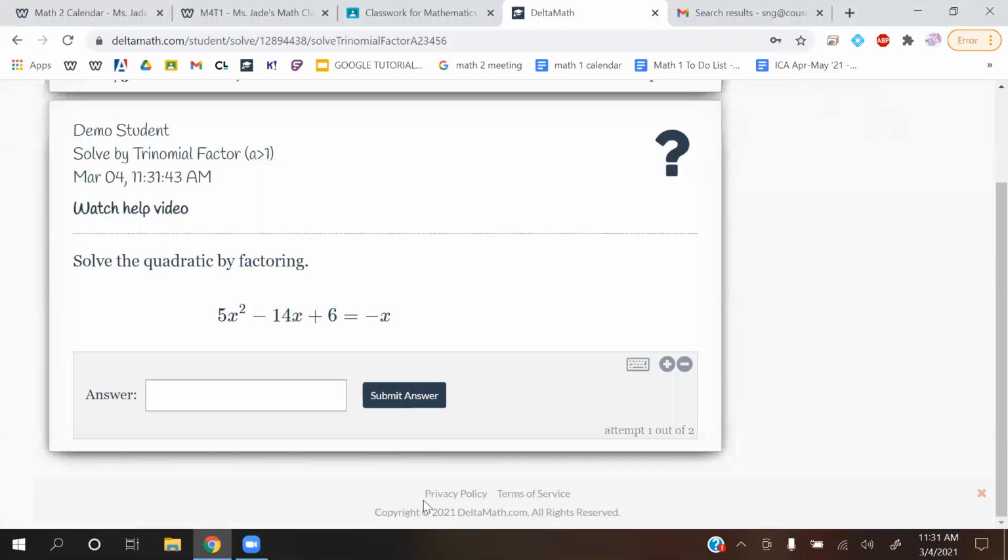Okay, so the process is still the same. You want to make it equal to 0. Let's set it equal to 0 by adding x. Sorry, that was a really squiggly line, but here is 5x squared minus 13x plus 6 equals 0. So the minus 14x plus x became negative 13x. Okay, so now we're going to do our x factor.